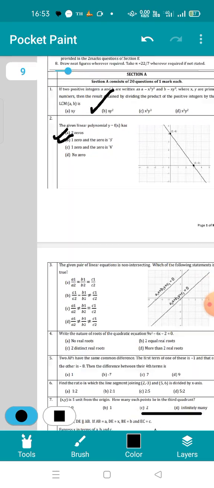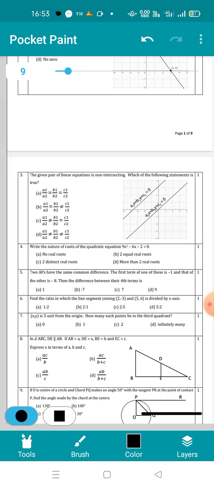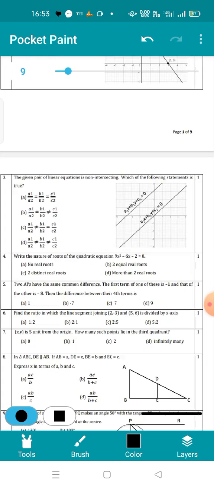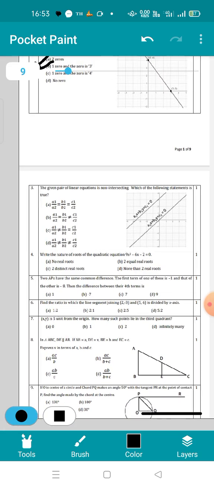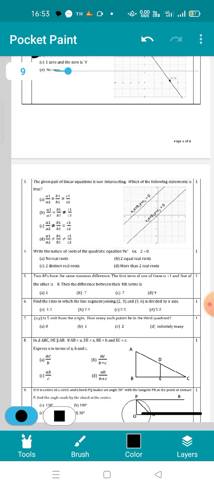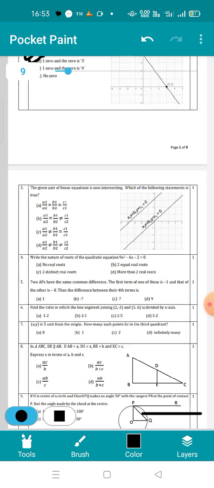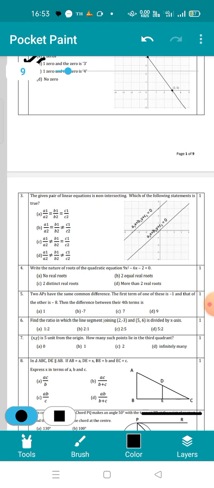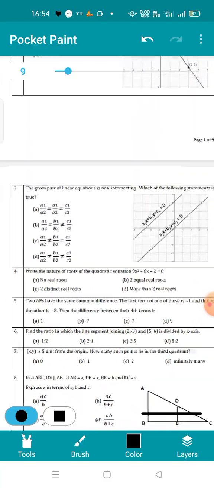Now let's look at the third question. It's a simple question. The given pair of linear equations is non-intersecting. Which of the statements is true? This is from the third chapter, called pair of linear equations in two variables. A pair of linear equations means there are two linear equations, and therefore two lines. You can observe the graph here, and the two lines are non-intersecting. In other words, they are parallel. So which of the following statements is true?